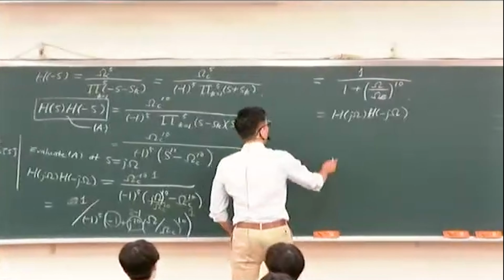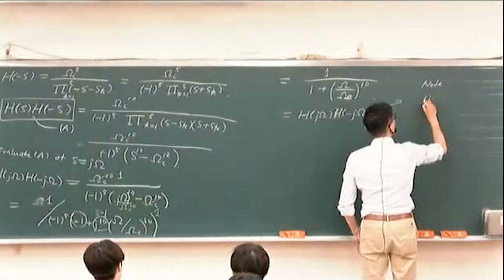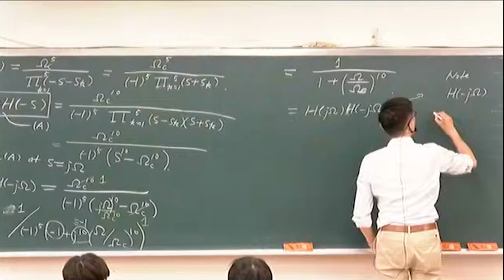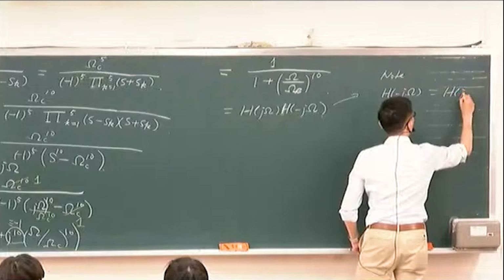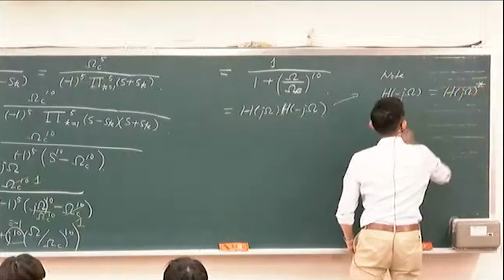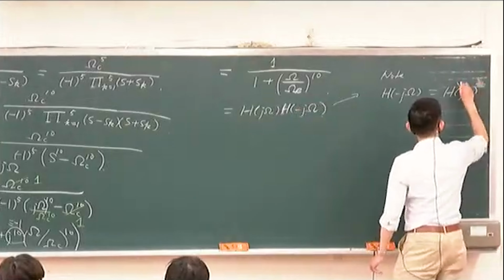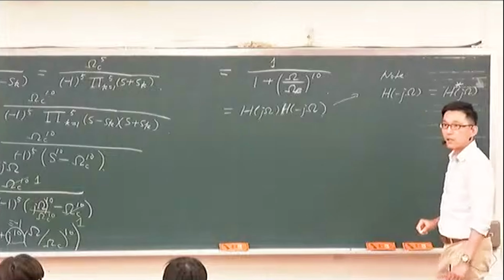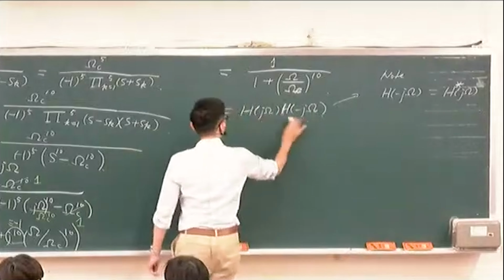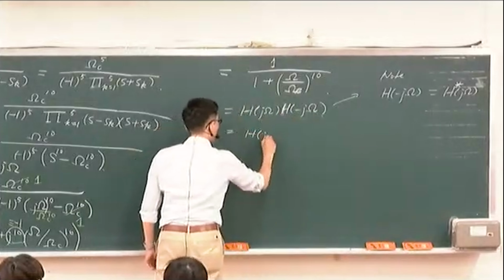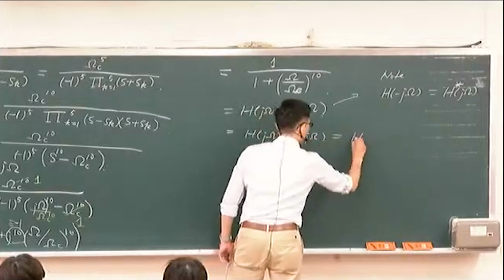So therefore, note that in general, h evaluated at minus j omega is going to be equal to h evaluated at plus j omega, conjugated. Maybe I should put a conjugate sign right here. Conjugate. So therefore, when we multiply the two of them, we get h of j omega times its conjugate, and that's actually the magnitude square for sure.